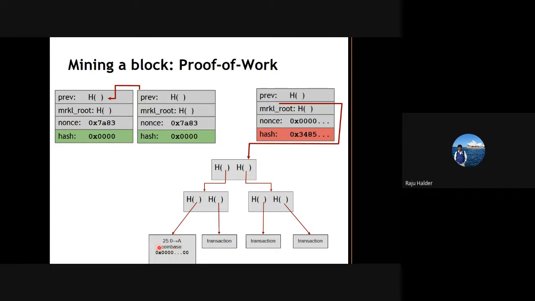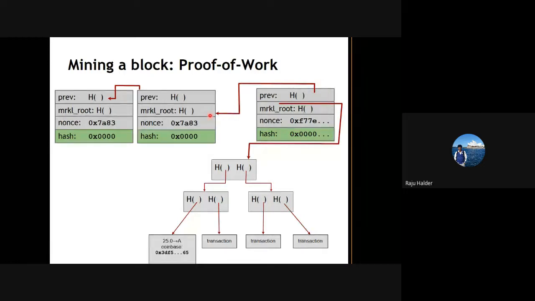And here you have to mention, this is called coin-based transaction. Here you mention the reward, the amount you will get if you succeed. In the coin-based transaction, there are some fields which you can modify, so you can modify those fields and try again and again. And finally, you are successful.